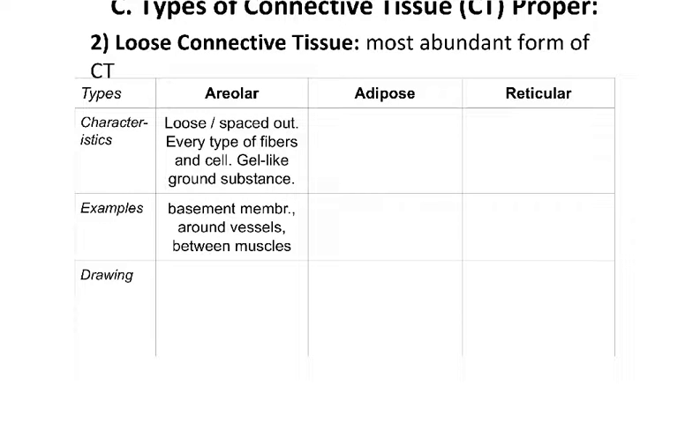Any kind of sticky, filmy tissue you find on the covering of organs, on the edges of cavities, that's generally speaking areolar. So it definitely forms the basement membrane, and it's found around vessels, it's found between muscles. If you ever ate chicken or meat and you peel it apart and sometimes you see a thin film holding the pieces of meat together, that's areolar tissue.